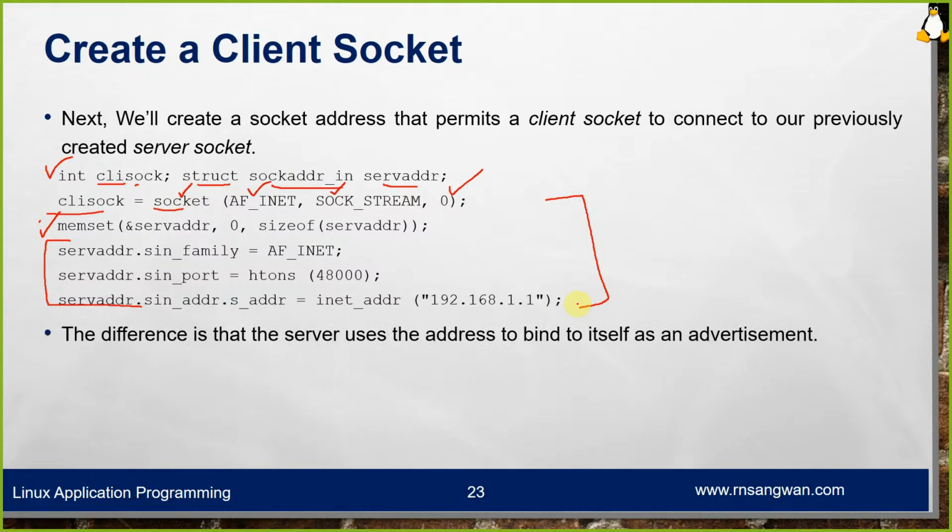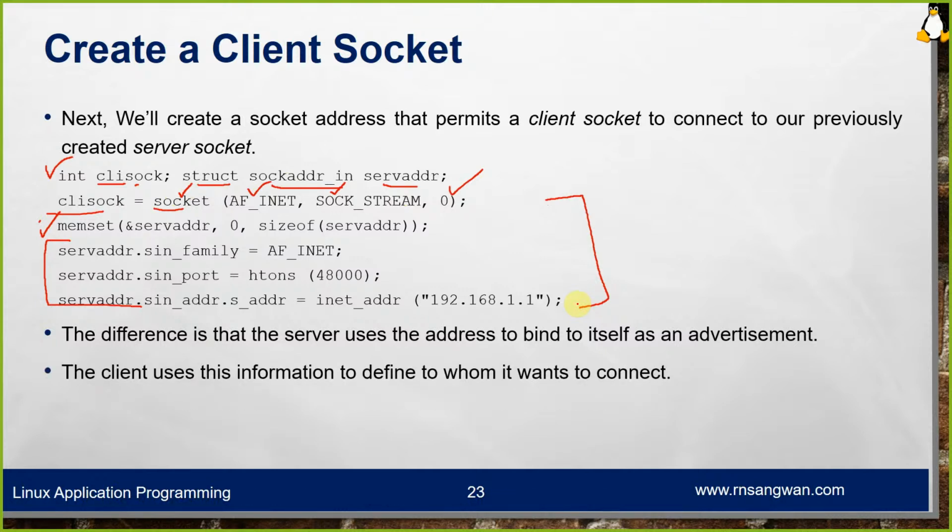The difference is that the server uses the address to bind to itself as an advertisement. The client uses this information to define to whom it wants to connect. If you notice here, this option, server address, sin_addr, s_addr, is the server to which you are going to bind.